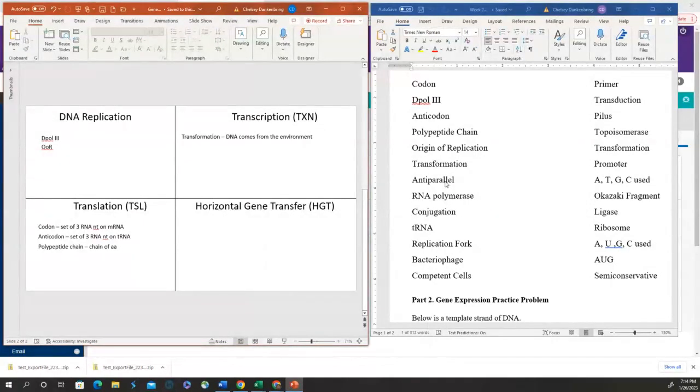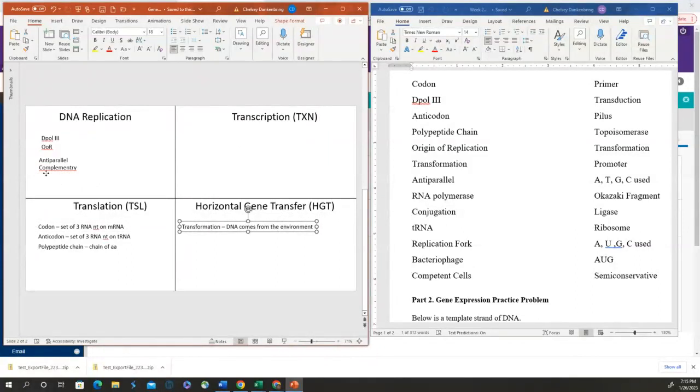All right, anti-parallel, where do you think that goes? What did we talk about that's anti-parallel? Good, yeah, DNA, because when we talk about DNA in general, remember there are two things you have to remember. It's anti-parallel. I'm gonna go ahead and add another term as well. Why did I put it in transcription, sorry. Yes. Thank you, Preeti. I appreciate that. I just got all carried away.